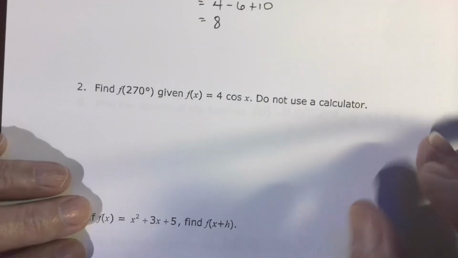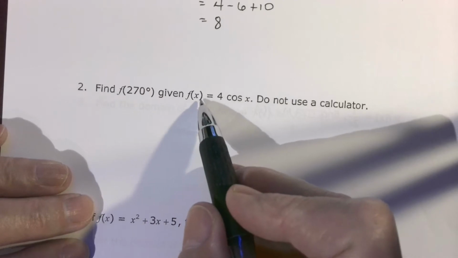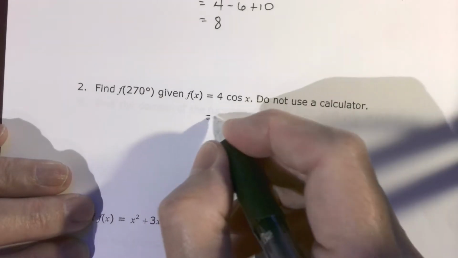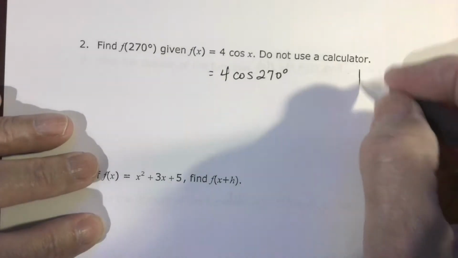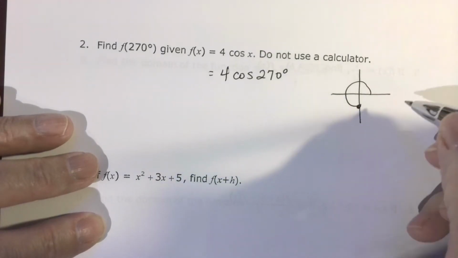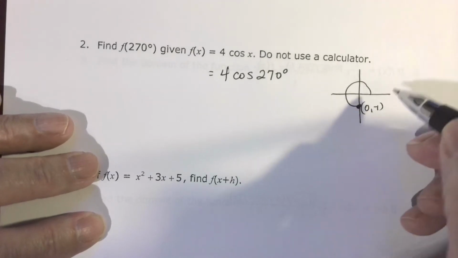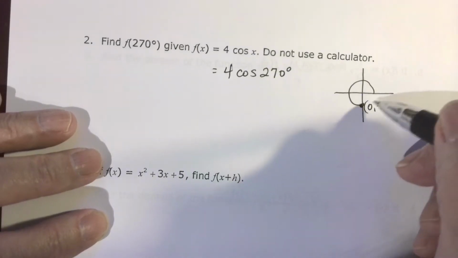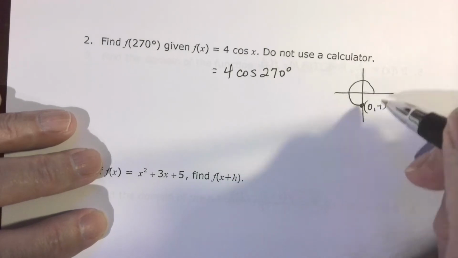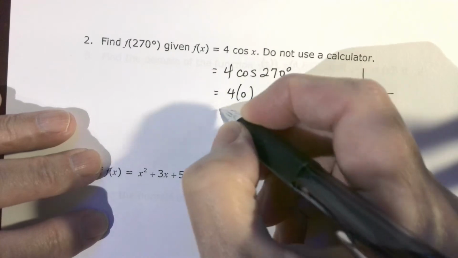Okay? So if you want to do this one, in f of 270 degrees, then I'm going to put 270 where the x is. So that's 4. And then I have to figure out what the cosine at 270 is. So it's coming around here at 270 degrees. So it's going to be the coordinate, which is 0, -1. It's going to be the coordinate on the unit circle right there. And we know that cosine is the x. So we have 4 times 0, and we get 0.